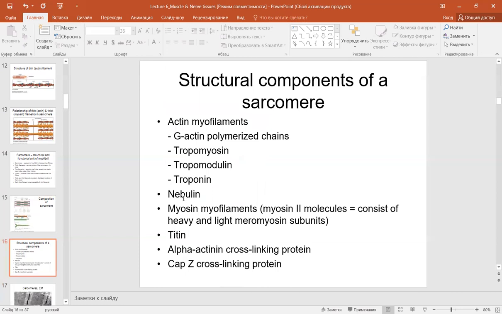Actin myofilaments are G-actin polymerized chains, tropomyosin, tropomodulin, troponin, nebulin. Myosin filaments, myosin 2 molecules consist of heavy and light meromyosin subunits, titin, alpha-actinin cross-linking protein, and CAP-Z cross-linking protein. These are structural components of the molecular arrangement of the sarcomeric structural components.